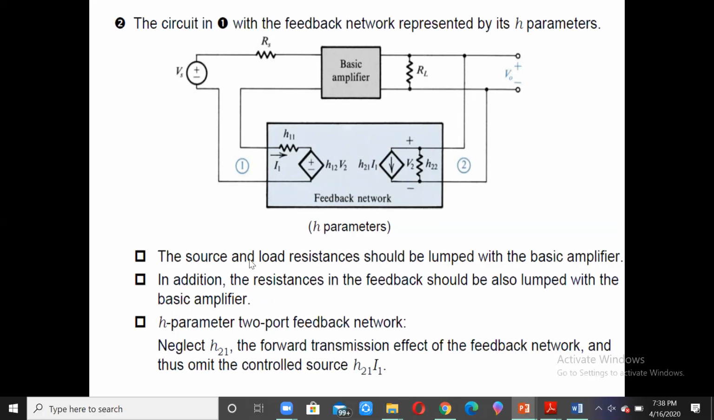Here we neglect the value of H21. This is neglected because it is the forward transmission effect of the feedback amplifier, and thus we omit the controlled source H21 I1. So this is negligible, hence we neglect this.